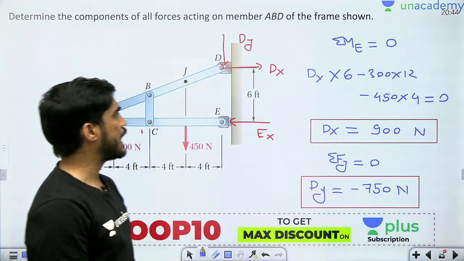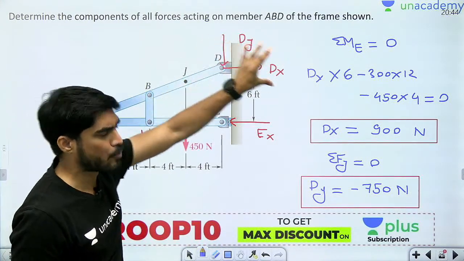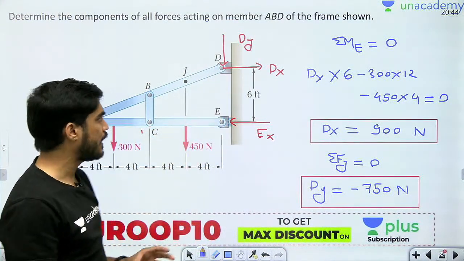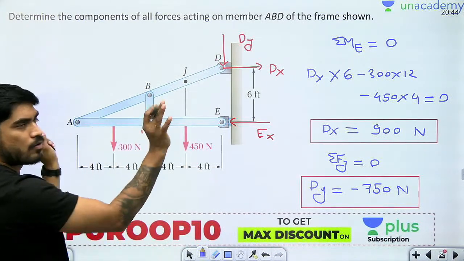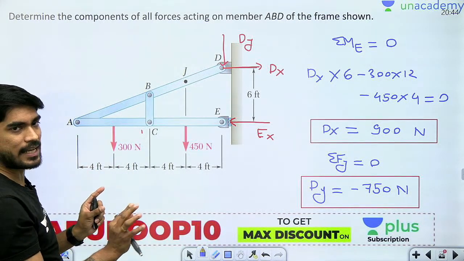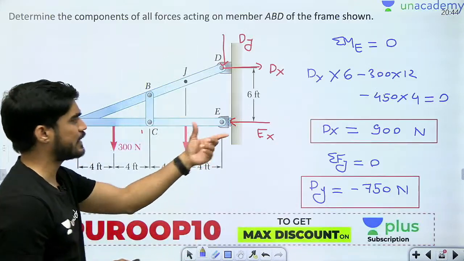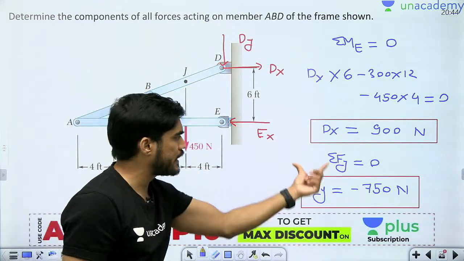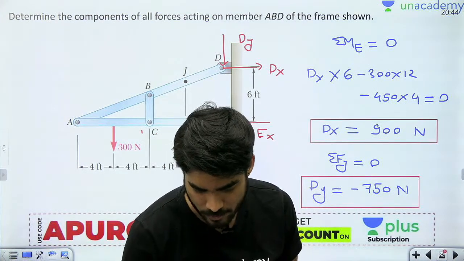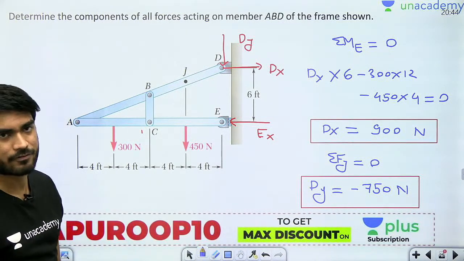So here I have drawn the FBD of the entire frame. I have just removed the supports and replaced them with reactions. I have not isolated the members. The members are still in contact with each other. So DX, DY and EX are nothing but support reactions. So I have calculated DX and DY by this free body diagram. I think you guys are clear. Chalo. So we have got DX equals to 900 and DY equals to minus 750.